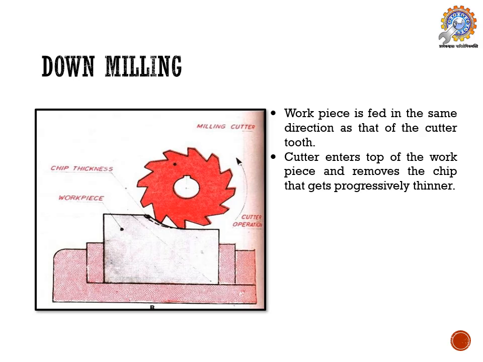It cuts the maximum chip at the beginning and the minimum chip at the end. In the previous case, the up milling process, it is minimum to maximum cutting. In the down milling process, it is maximum chip thickness to minimum chip thickness. So compared to the up milling process, down milling is a slower operation, and a most precise, neat workpiece will be seen after cutting. The workpiece is fed in the same direction as that of the cutter tooth. The cutter enters from the top of the workpiece and removes the chip from the bottom while moving.